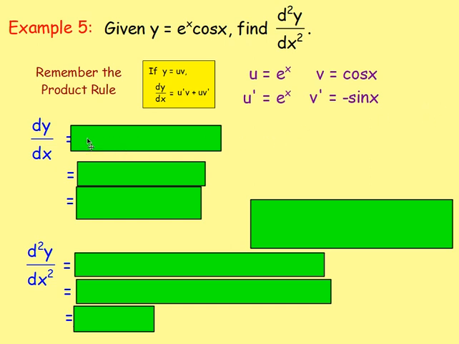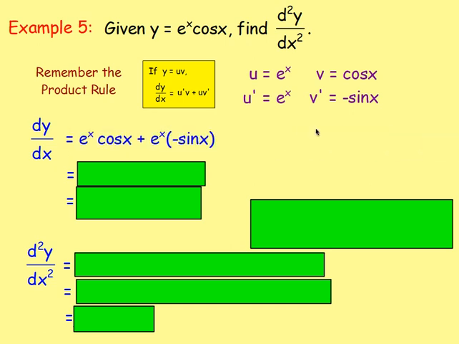Meaning then, dy by dx would be u dash v plus uv dash. So, u dash times v would be e to the power of x times cos x, plus e to the power of x times negative sine x. Obviously, with that negative there, you could swap that plus, so you'd have take away e to the power of x sine x. From there, you could go on and work out the second derivative from this, but then you would have to use the product rule on this part and on this part.